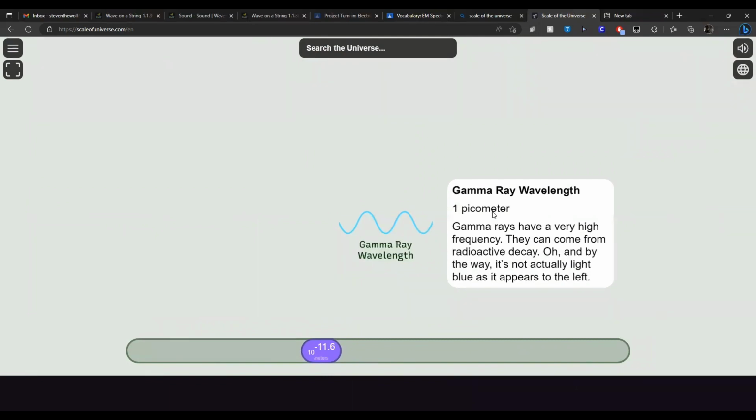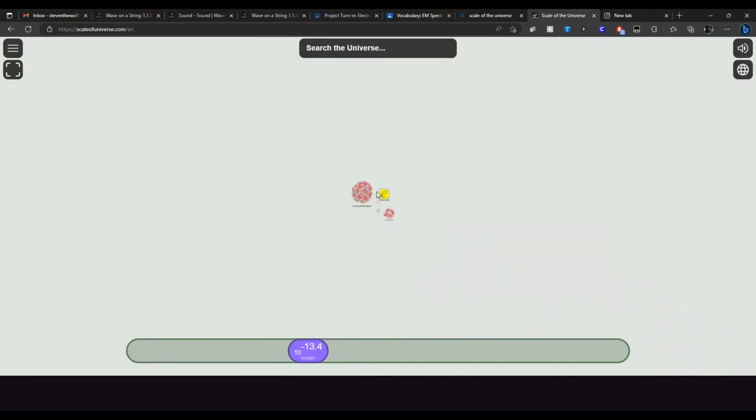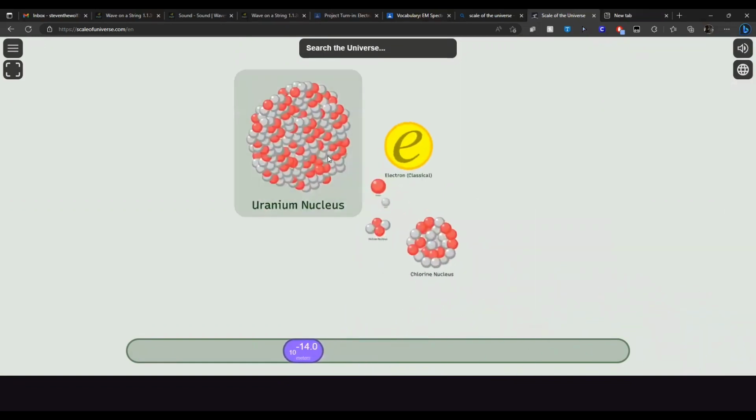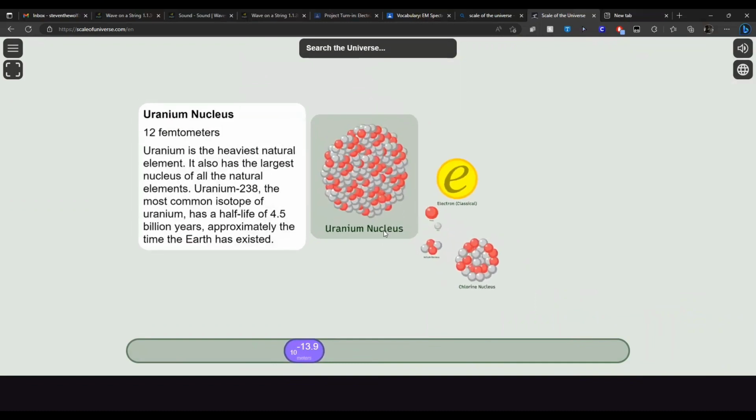Gamma rays are the highest frequency waves and have the highest temperature. It is used in radiation therapy for cancer and sterilization and stars. The gamma ray wavelength is 1 picometer, which is larger than the uranium nucleus, which is 12 femtometers.